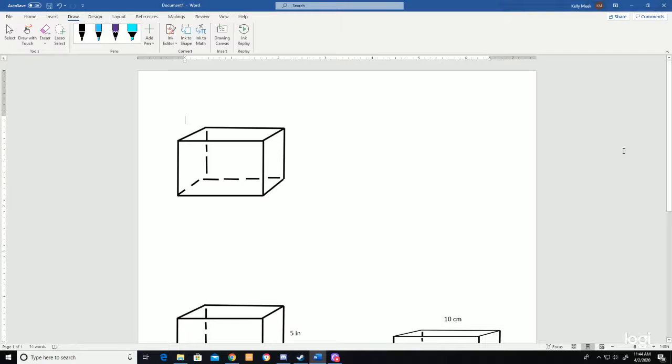All right, math people, today we are going to be talking about volume of rectangular prisms. Volume of rectangular, very long word, prisms.